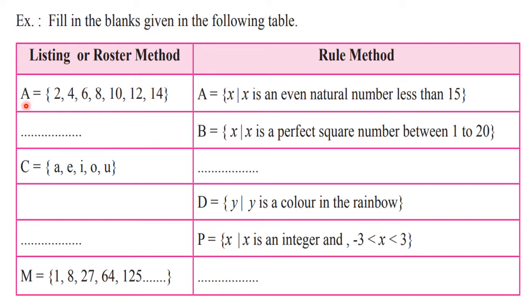See, for the listing method the first question here is A is equal to 2, 4, 6, 8, 10, 12 and 14. So we have to observe the elements here, which rule we can apply to the elements. What we can observe here is these are even numbers, also they are natural numbers, and one more property is that the highest number is 14. So these numbers are less than or equal to 14, or strictly less than 15. Then all the properties you have to write down together as a rule here.